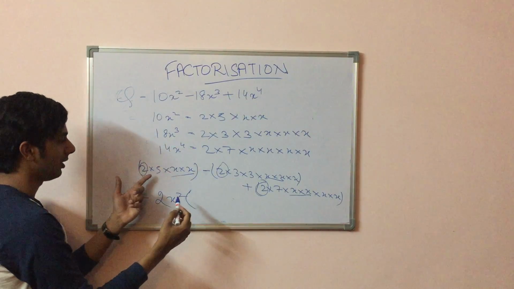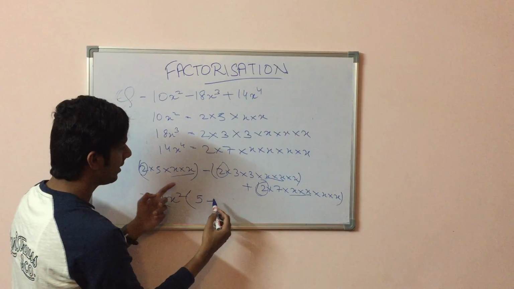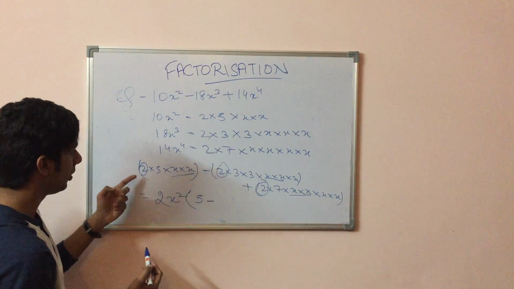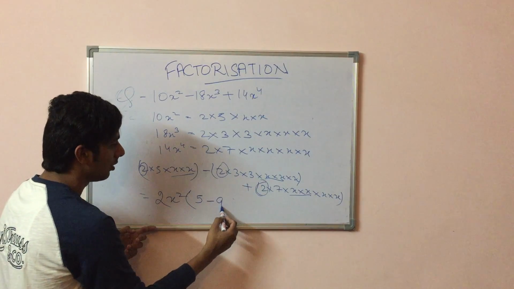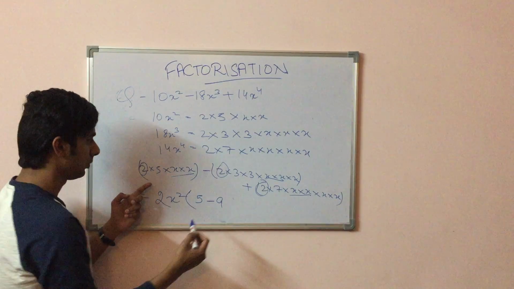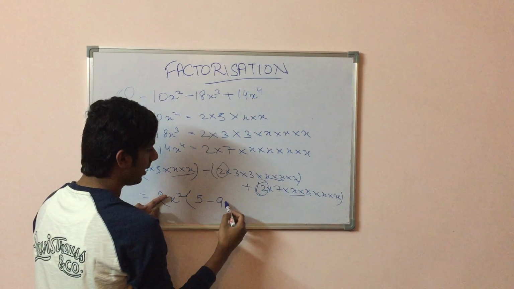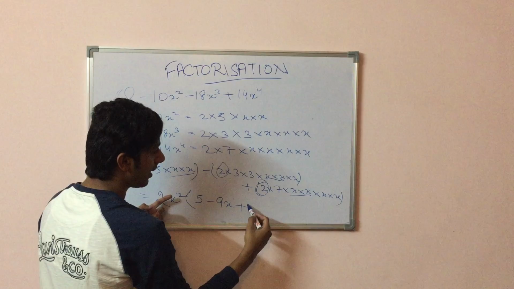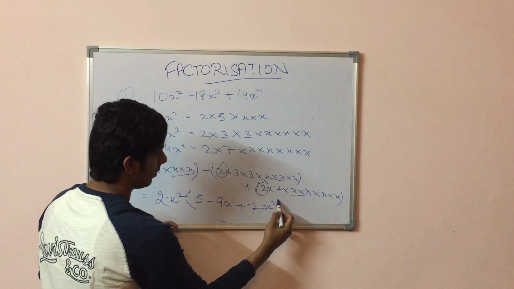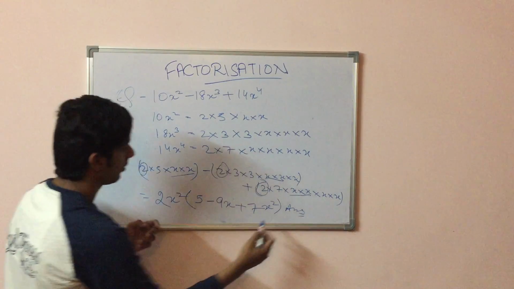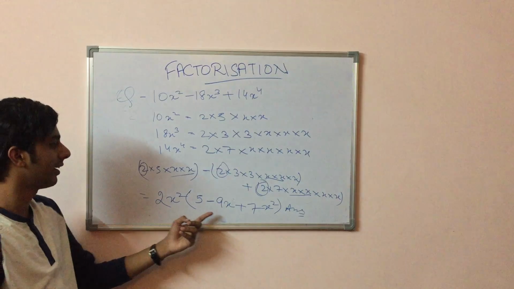So what is left now? In this bracket only 5 is left, minus, and what is there? 3 into 3, 9, 5 minus 9x plus 7x². So this is our answer. Now you can see that there is nothing left in this bracket which is common.